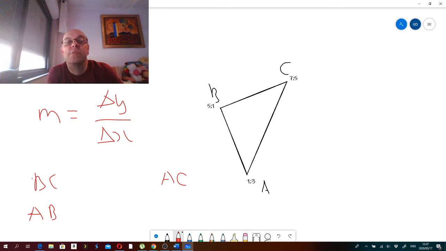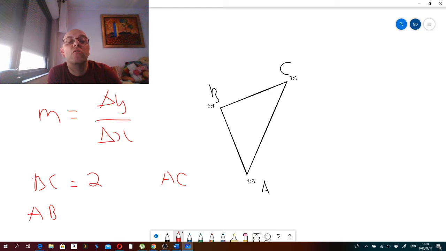So what is BC's gradient? Well, the change in y is 5 minus 1, or if you want 1 minus 5, depending on which way you go. Let's go the BC way. So we'll go 1 minus 5, which is minus 4, and then 5 minus 7, which is minus 2. So minus 4 over minus 2 is a gradient of 2.